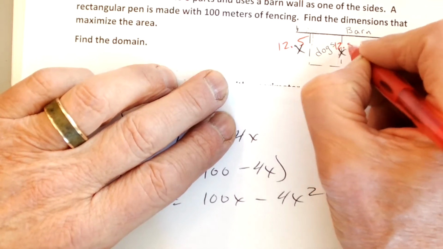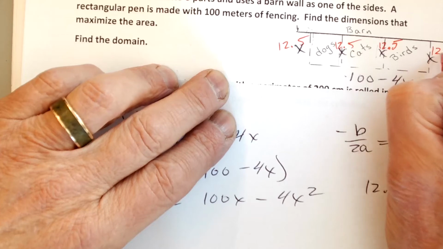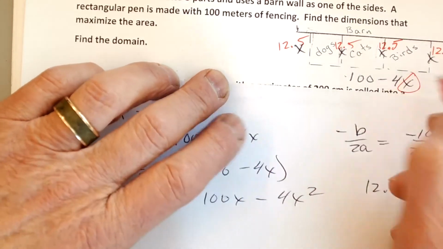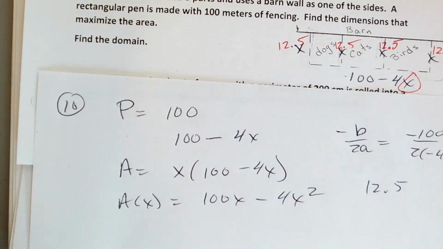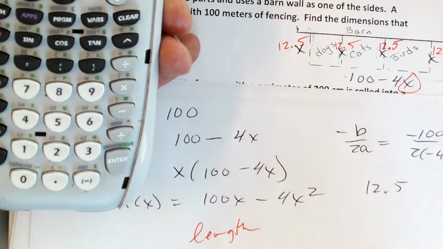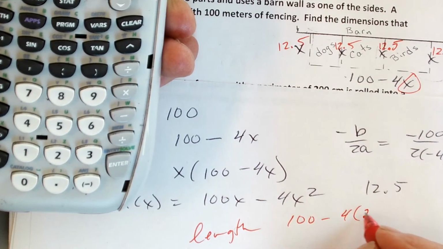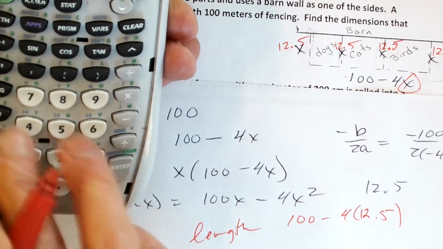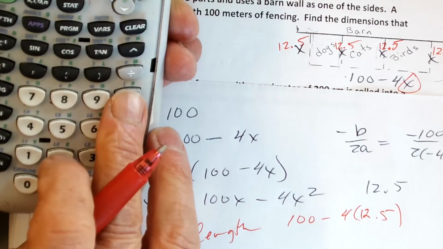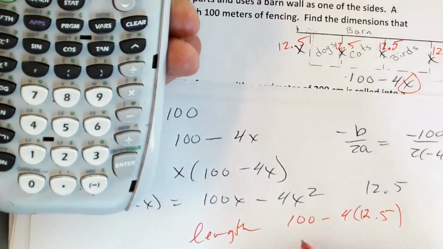12.5, 12.5, and 12.5. How much is left over? Well, it's 100 minus 4 times 12.5, right? So find the length. 100 minus 4 times my 12.5. Well, that's going to be 100 minus 50, so it's going to be 50. I can do that in my head. So the length is going to be 50.